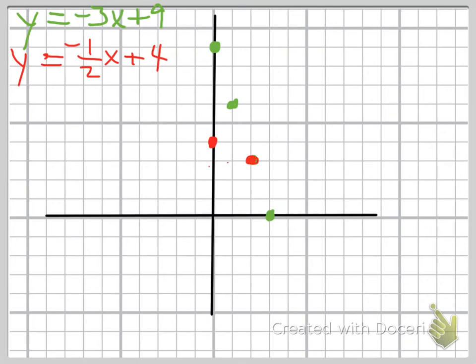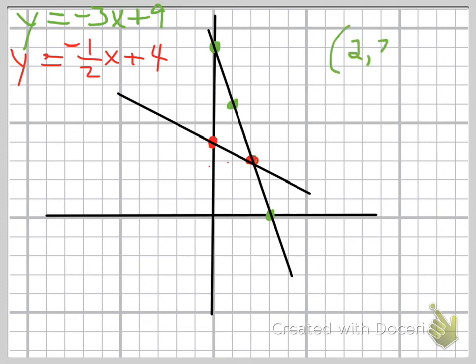Yes? So those 2 points are in common. So this line is going to be there. This line is going to be here. And the intersection point, it looks like, is 2, 3. Now, this is an extremely important thing, what I'm saying.